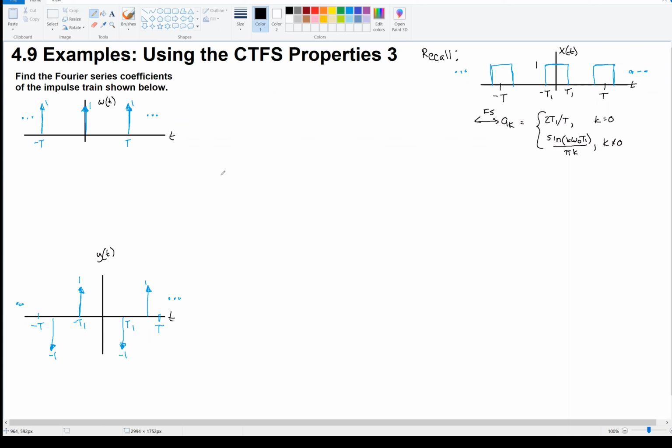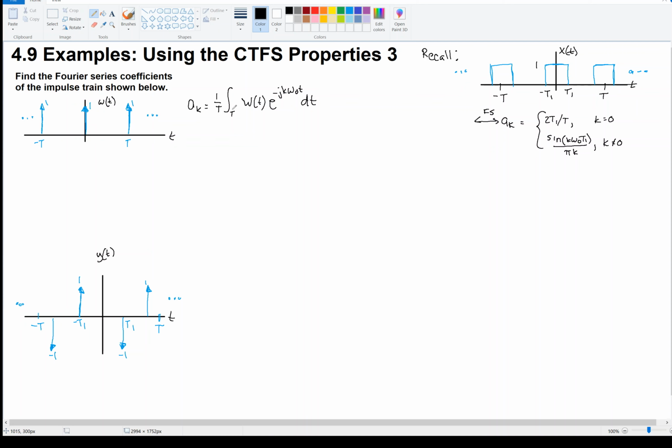Now, at the beginning of this, we are not going to use any properties. We're just going to calculate it by hand. Okay, so we'll say that a_k is 1 over T times the integral over a period T of w(t), right? I'm calling this w because we used x over here. So we're going to say w(t) e to the minus j k omega 0 t dt, right? That's the Fourier series definition, the analysis equation.